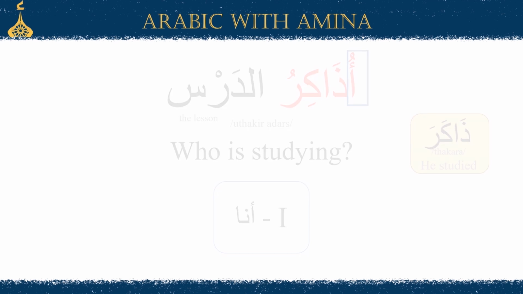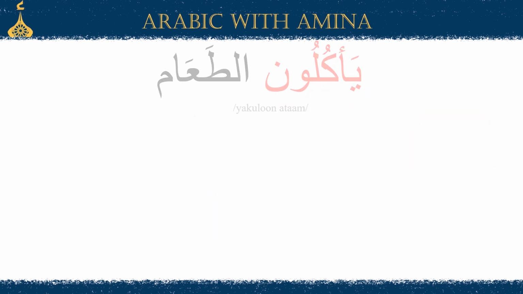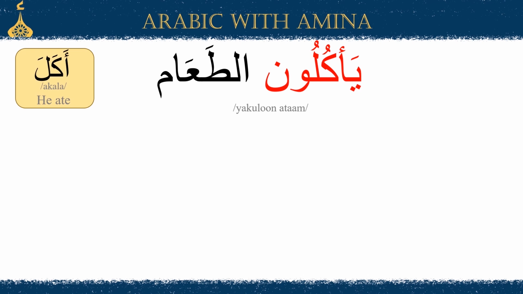Our second question, يأكلون الطعام. Our verb يأكلون is derived from أكل. He ate. And the الطعام means the food. So the question is, who is eating? Again, take a moment to ponder and think what the answer is. If you need more time, feel free to pause.